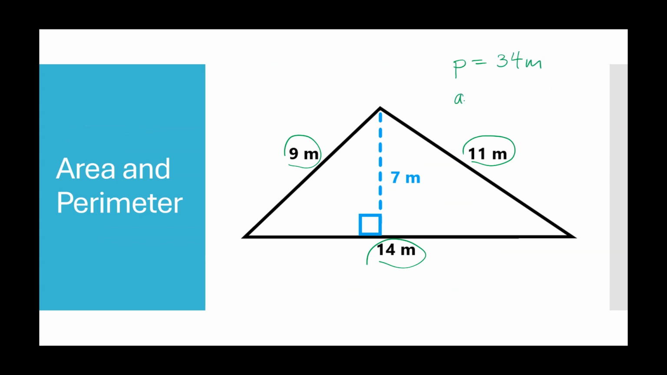When we're finding the area of this triangle, 1/2 base times height. And this is going to be in meters squared because we're in 2-dimensional space now. So 1/2 of my base was 14 and my height was 7. 1/2 of 14 times 7. Half of 14 is 7. 7 times 7 is 49 square meters for my area of this triangle.